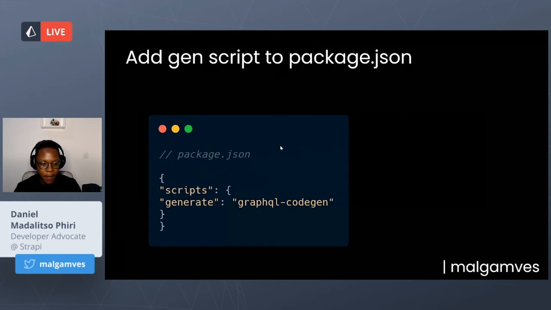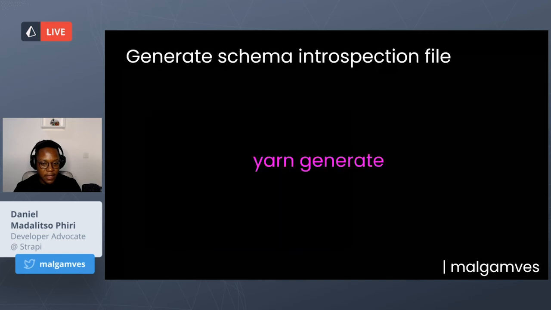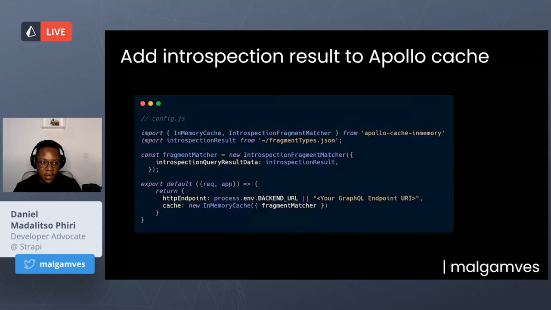So that's exactly what happens when we run our generate command. To actually generate your introspection file, all you have to do is run yarn generate, and everything happens really quick, and that's always nice to have. And immediately after that, all we have to do is add our introspection result to Apollo cache.